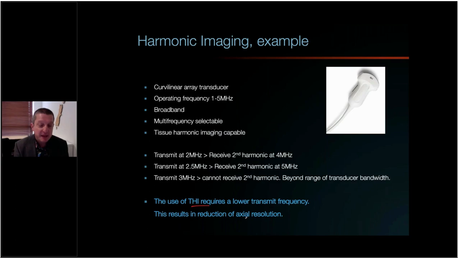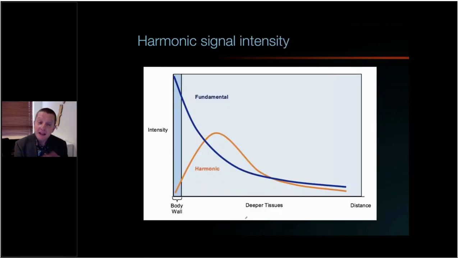Also, there will be some limitations in terms of the depth of penetration. We would not expect the 8 megahertz echoes to return, for example, from medium to larger size patients. So with tissue harmonic imaging, in general, the transducer must transmit at a slightly lower frequency, which then limits the axial resolution capability. Now, another thing that is quite interesting about harmonics is how the intensity changes with depth.